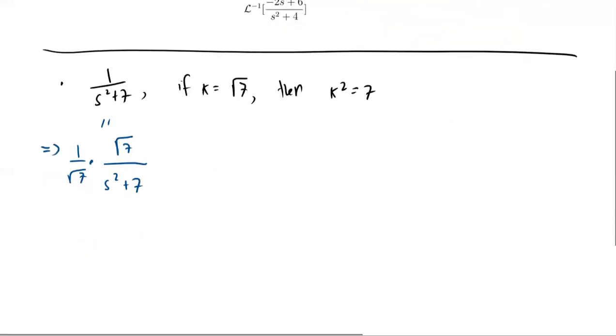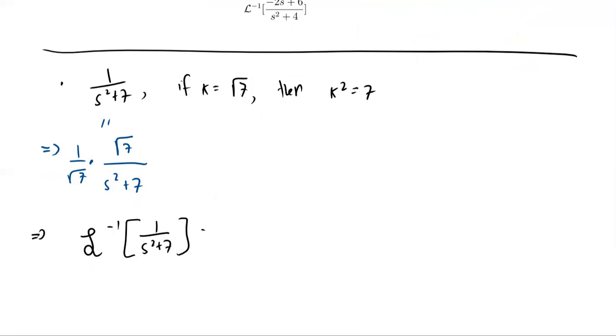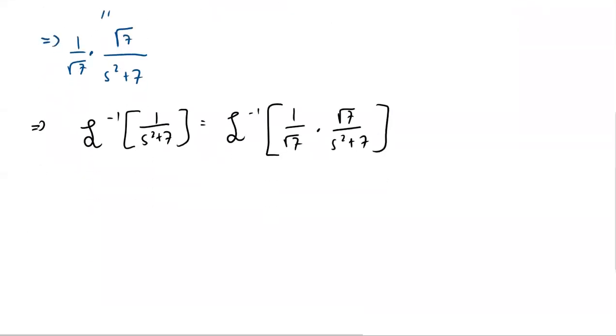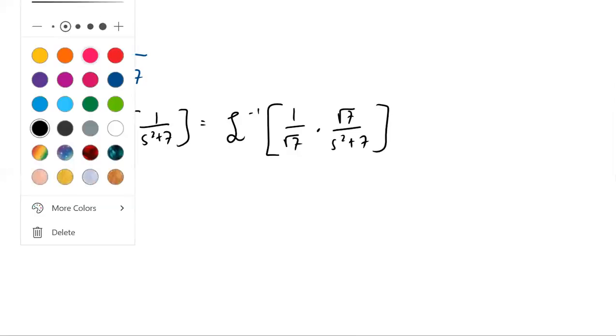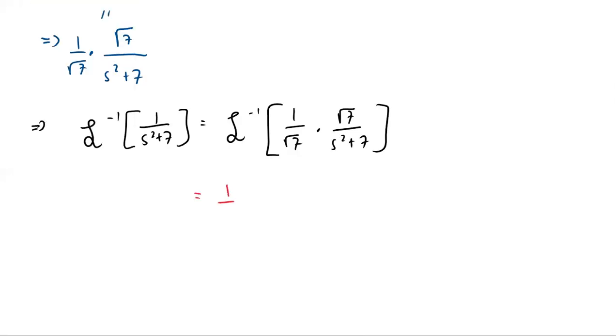Now, let's see what happens if we take the Laplace inverse of this. So the Laplace inverse of 1 over s squared plus 7 is the same as the Laplace inverse of 1 over square root of 7 times square root of 7 over s squared plus 7. 1 over square root of 7 is a constant, right? So let's move it outside. We move the 1 over square root of 7 outside. We're left with square root of 7 over s squared plus 7.